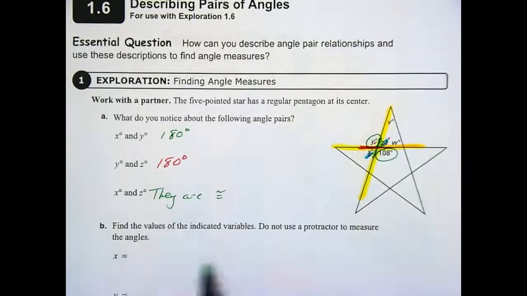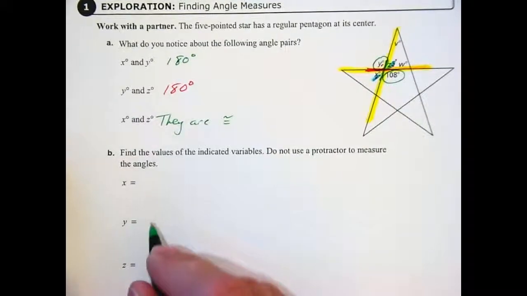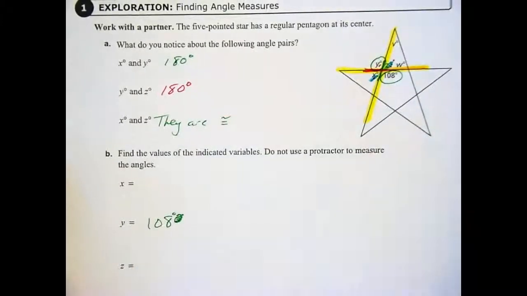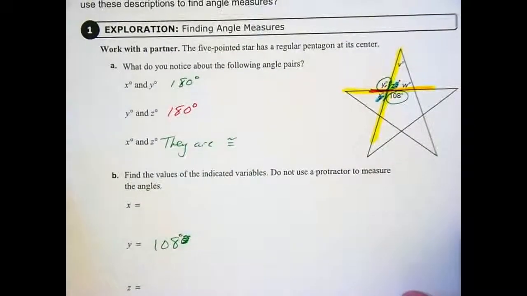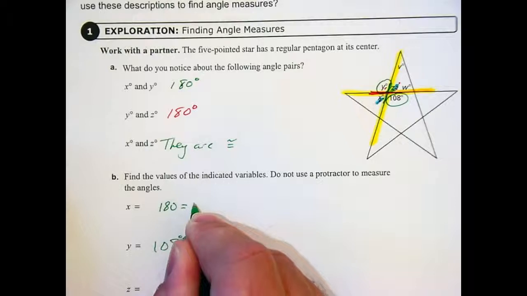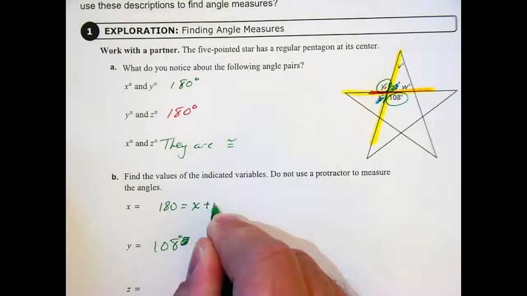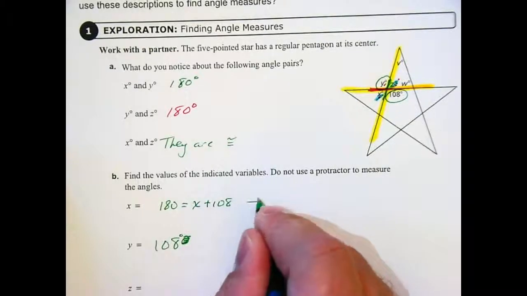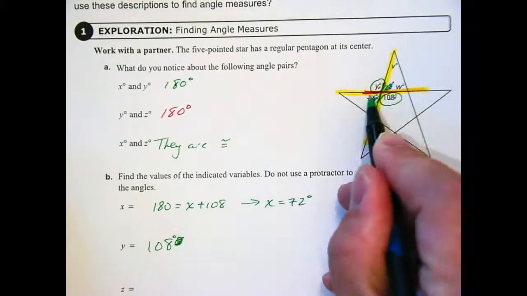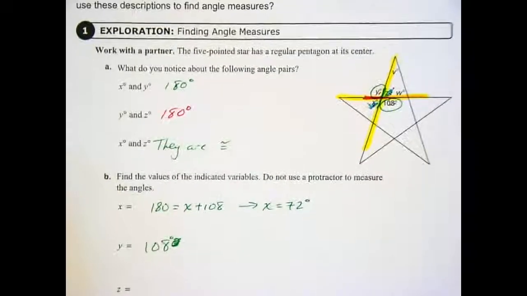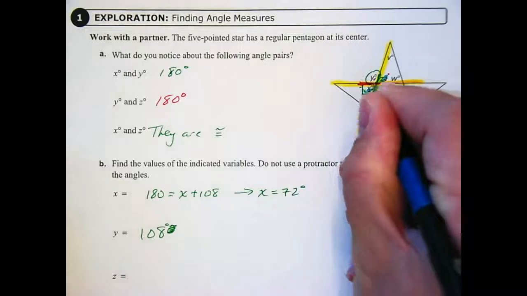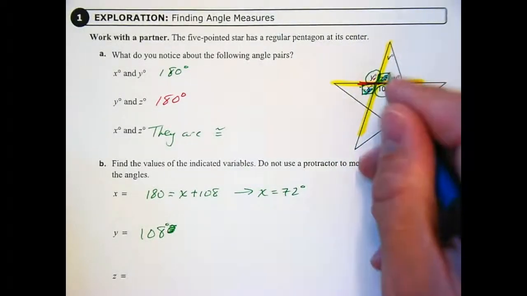Good. Okay, find the value of the indicated variables. Well, we know Y. Y is 108 degrees. Let's go with that. How about X? 72. Yeah, it's 180 equals X plus 108, right? Which means X equals 72. This and this have to make 180. How about Z? 72. How do you know Z is 72? It's congruent to X. Okay, they're vertical angles. Plus, you can use the straight angle.